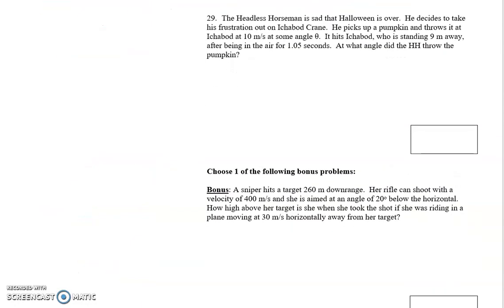Number 29, the Headless Horseman is sad that Halloween is over. He decides to take his frustration out on Ichabod Crane. He picks up a pumpkin and throws it at Ichabod at 10 meters per second at some angle theta. It hits Ichabod, who's standing 9 meters away, so there's your range. After being in the air for 1.05 seconds, at what angle did the Headless Horseman throw the pumpkin? So you're given the range and the time.